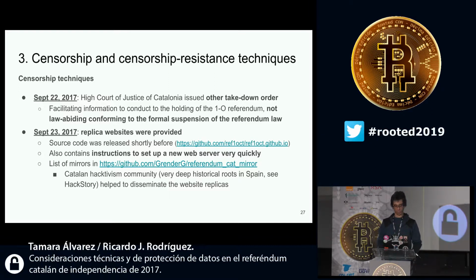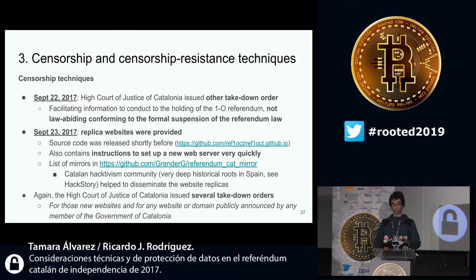The Catalan hacktivist community, with very deep historical roots in Spain, and you can read that in Hack Story, helped to disseminate the source code that allowed people to replicate the web, along with a number of instructions for non-technical people: just copy and paste the command so that you could immediately put up a new web page on the server to facilitate access.